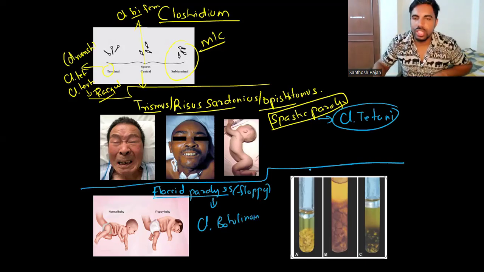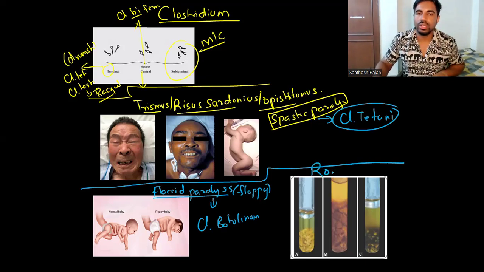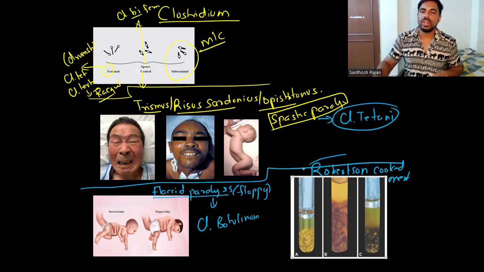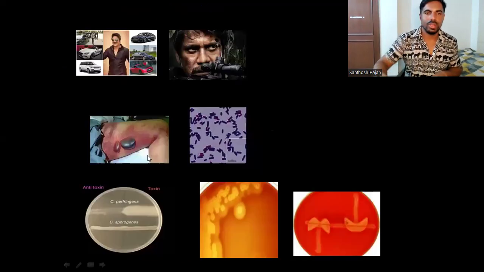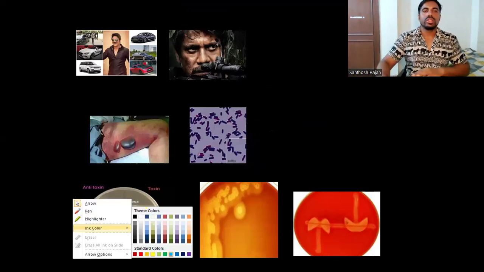And this media you're seeing is a Robertson cooked meat media. Robertson cooked meat media is again for anaerobes, any anaerobe. So this picture comes here, but it's a meat media for Clostridium. Okay, now next, anaerobic.